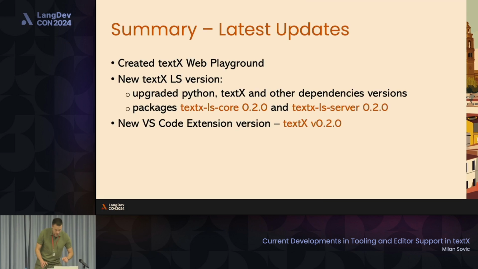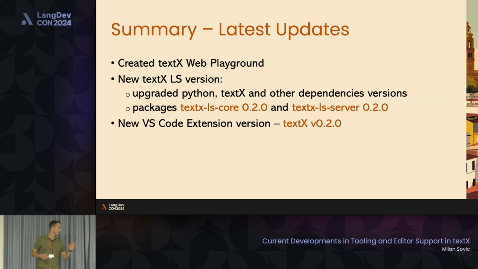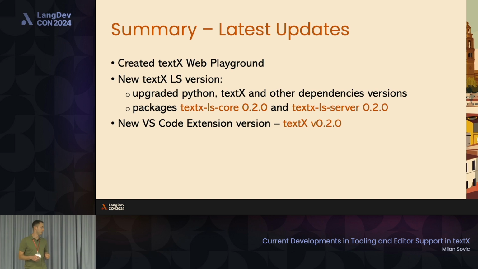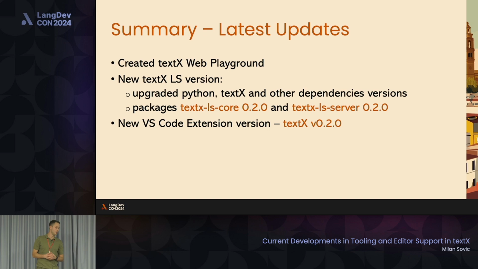So to summarize everything, these are the latest updates we have in the textX organization. We created this web playground. The language server project is upgraded, with Python, textX, and all dependencies, and now we have new versions of two modules, LS core and LS server, on 0.20, and the VS Code extension is on that same version.